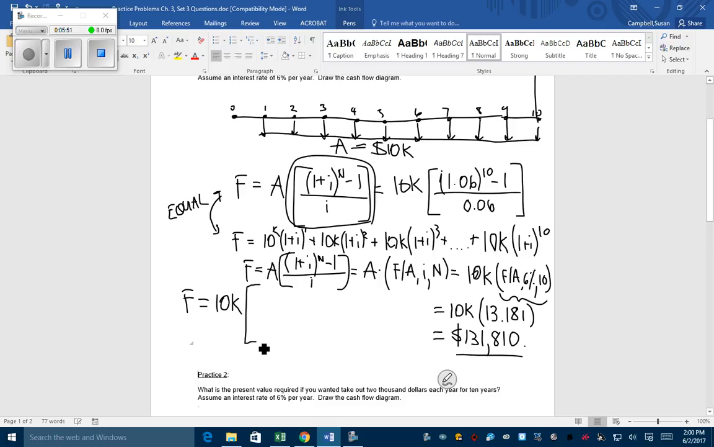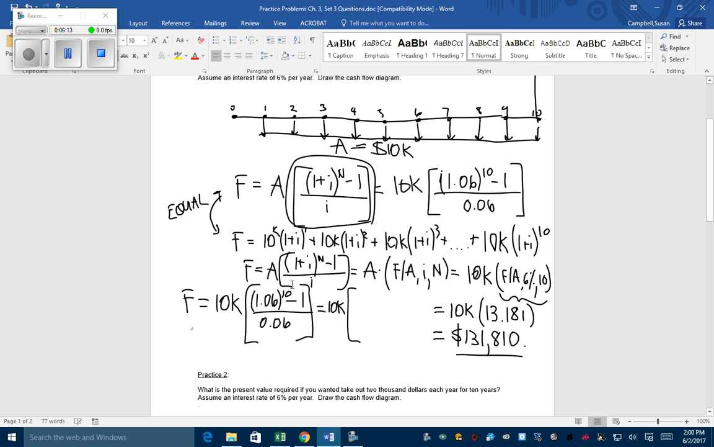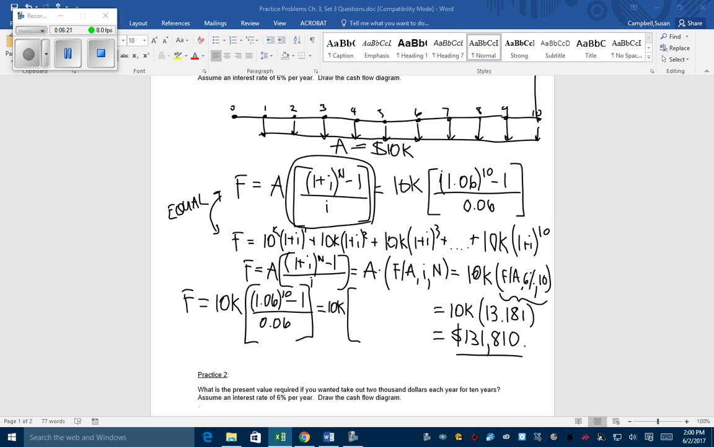$10,000 multiplied by (1.06 to the 10, minus 1) all over 0.06. You really have to make sure you do your order of operations properly on this equation. That's going to be the same as $10,000 multiplied by, what is 1.06 to the 10? I'll get my calculator out here. And that is going to be 1.06 y to the x 10, which is 1.790848.